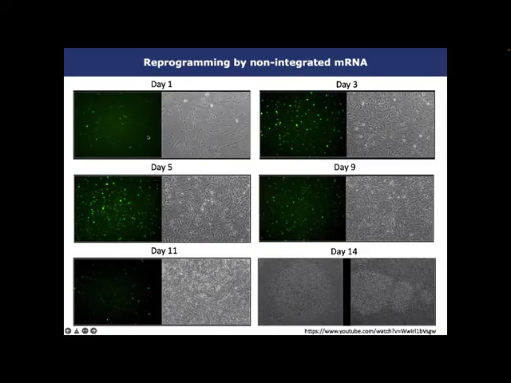So this is an example of non-integrating mRNA-mediated reprogramming. They deliver the GFP mRNA together with the OSKM factors. On day one, the cells have a morphology like fibroblasts, and eventually after 10 days, you can see small colony-like cells are formed. And after 2 weeks, we can clearly see very big colony formation of the human stem cells.